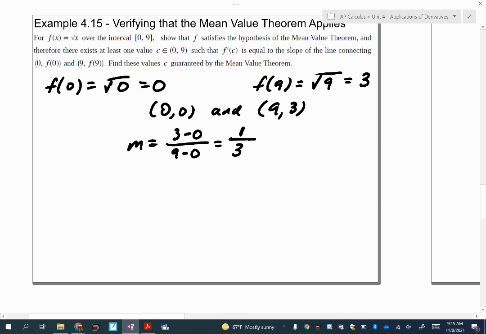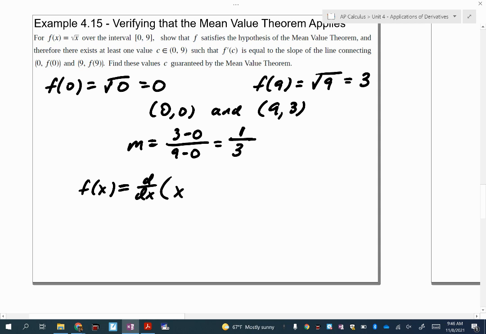So there's some point out there between 0 and 9 that when I find the tangent line to this curve at that value c, the slope of the line will also be 1/3. Right? It has to be parallel. Okay. So now what I'm going to do is find the derivative of this function.